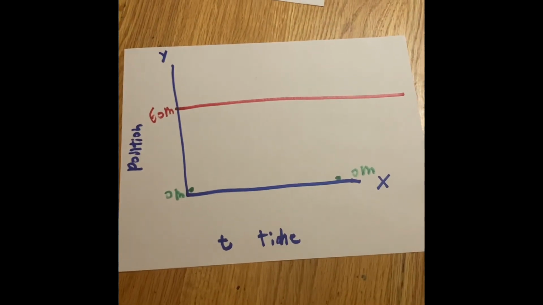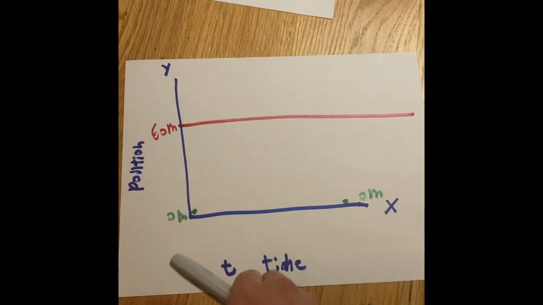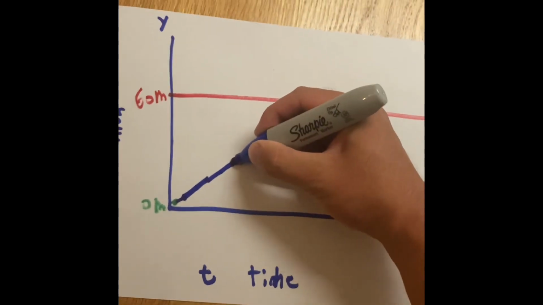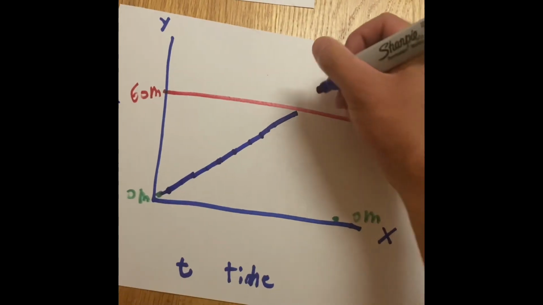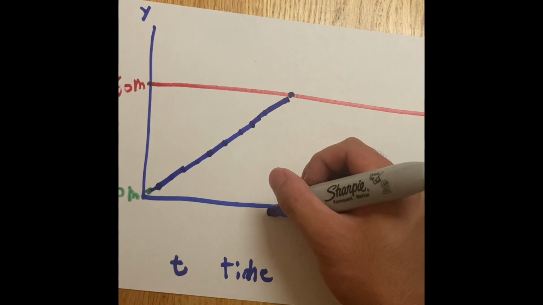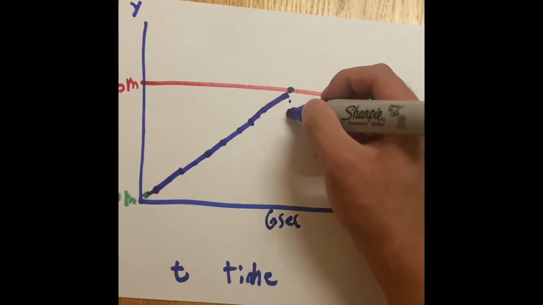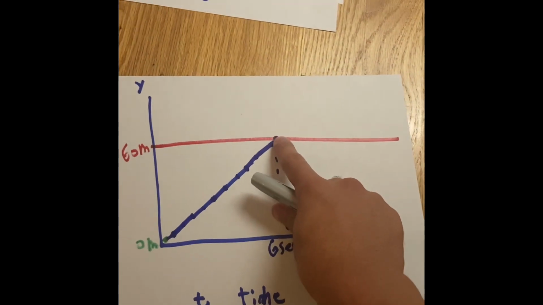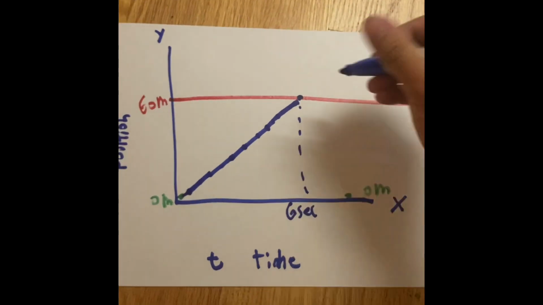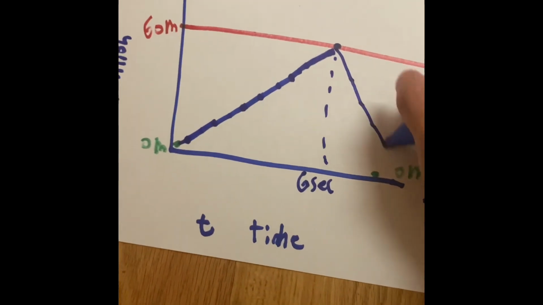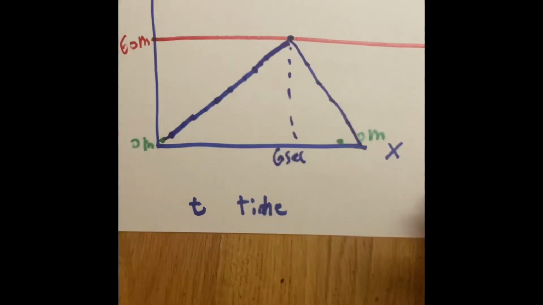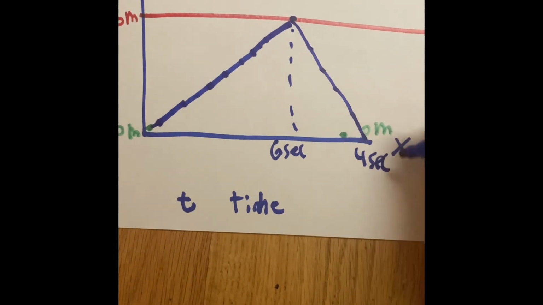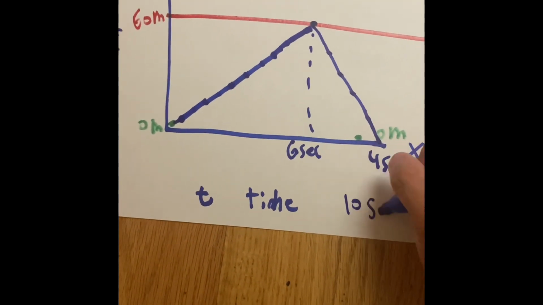What Mario did is he went from 0 to 60 meters in some given time. Let's say that is 6 seconds, so from here to here is 6 seconds. But then his run isn't over yet. He still has to go back, meaning he's going to go down like this. Let's say that is 4 seconds. So his total runtime was 10 seconds.